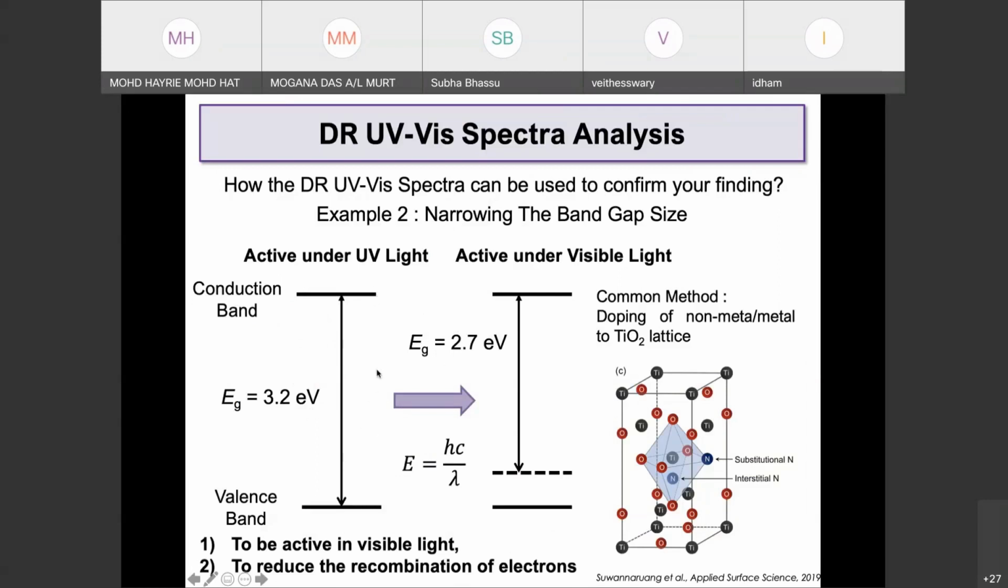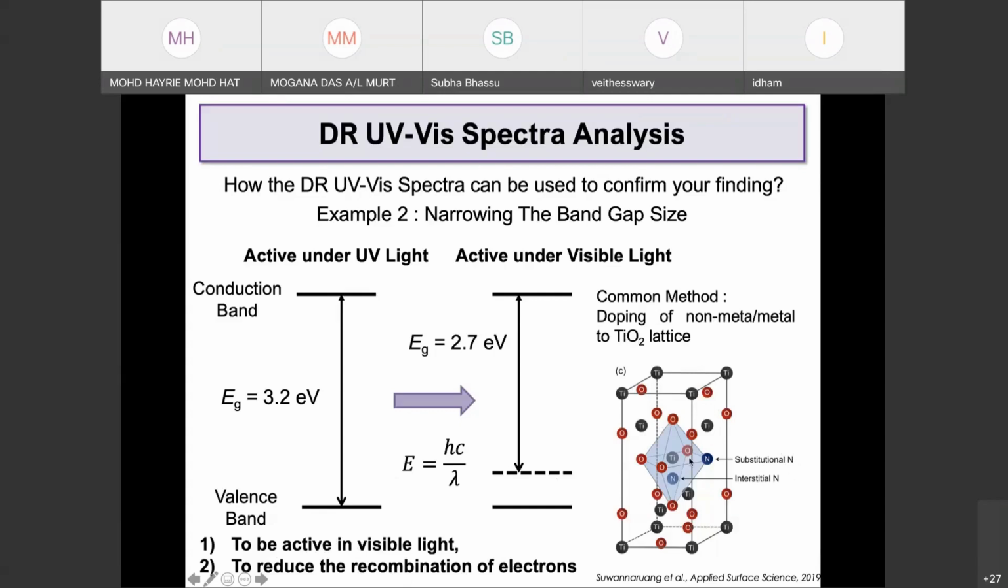So now you want the titanium dioxide to be active under visible light, so you have to reduce the band gap. Basically it's to be active in visible light and to reduce the recombination of the electron, because when recombination of the electron happens, the photocatalysis won't happen. So a common method is doping of non-metal or metal into the TiO2 lattice. This one is the titanium dioxide lattice. You can see the doping of nitrogen into the TiO2 lattice.